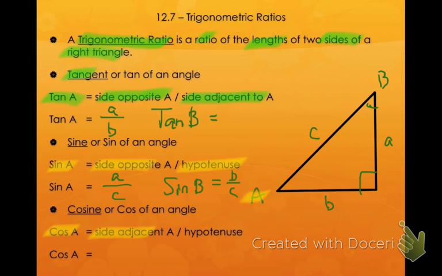And the last one is cosine. Cosine of my angle A is side adjacent over the hypotenuse. Adjacent to A would be side B divided by C. C is my hypotenuse. If I want to do the cosine of B, I would do side A, which is next to it, but not the hypotenuse, divided by C, which is my hypotenuse.